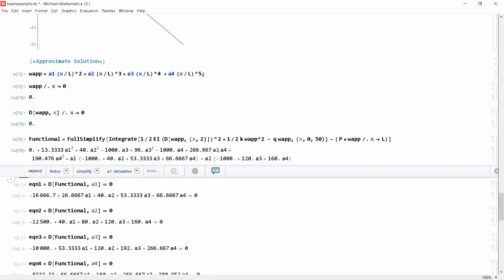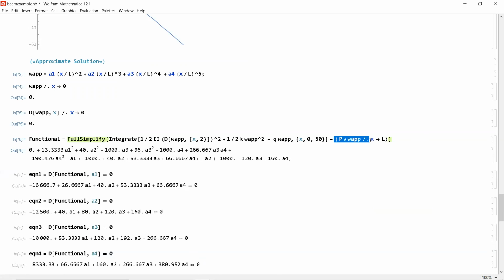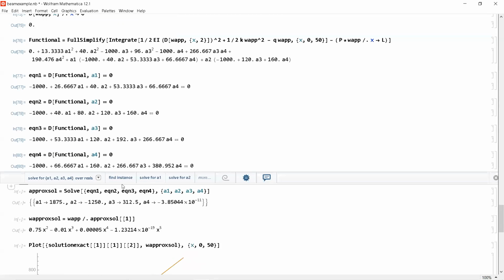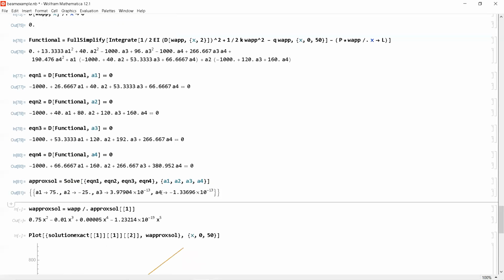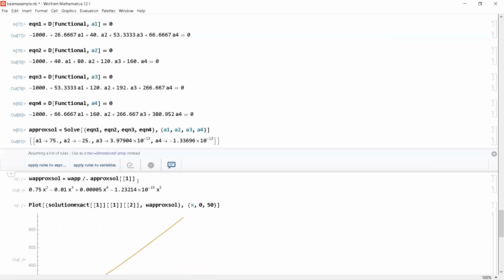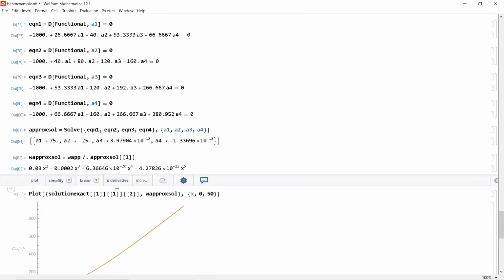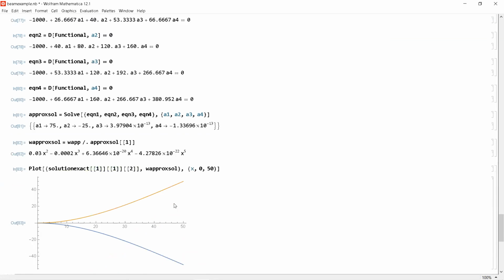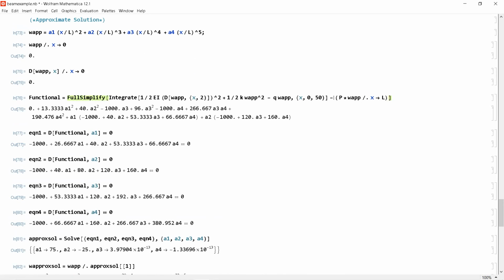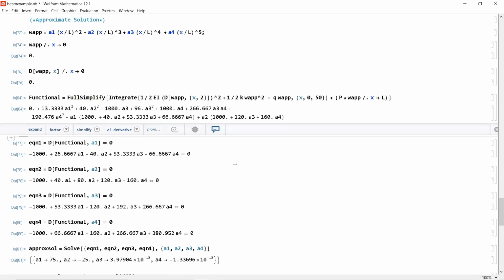It did complain, but if it's wrong, then I'll go back and do this term separately and add it here. So then equation 1 is that, equation 2 is this, equation 3 is that, equation 4 is that, and then I solve all equations. You can see here A3 and A4 is 0, so that looks good so far. The approximate solution is this, and, well, my load is applied the wrong way, so this should have been plus. That's the only error that I had.